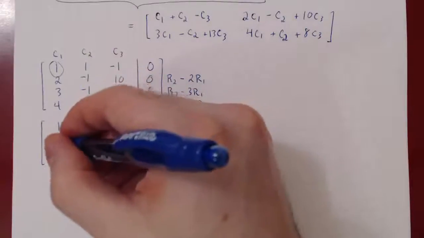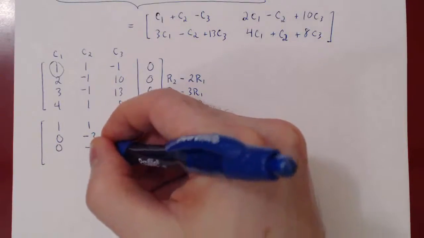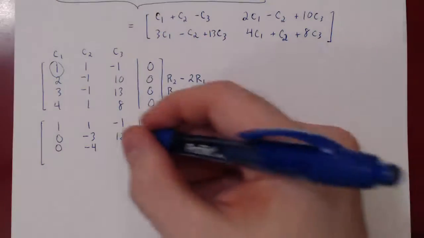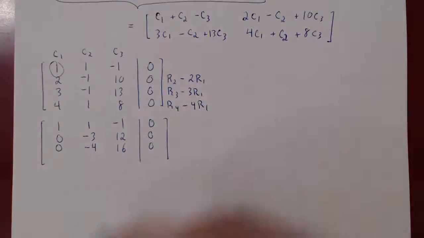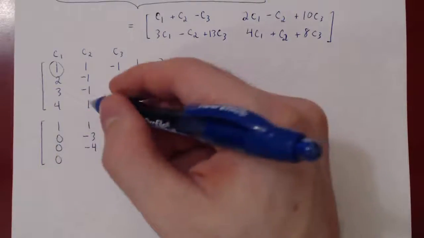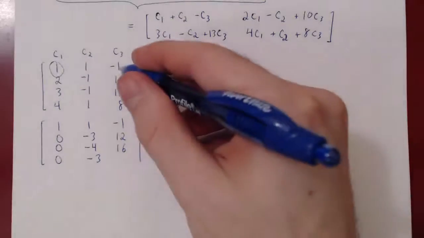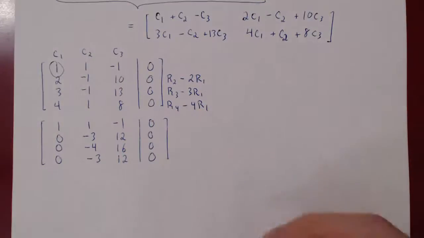3 minus 3 is 0. Negative 1 minus 3 is negative 4. 13, negative 3 times negative 1 is plus 3, so 16. 0, zeros remain zeros. And finally, 4 minus 4 is 0. 1 minus 4 is negative 3. 8 minus 4 times negative 1 is plus 4, so 12. And 0 stays 0.